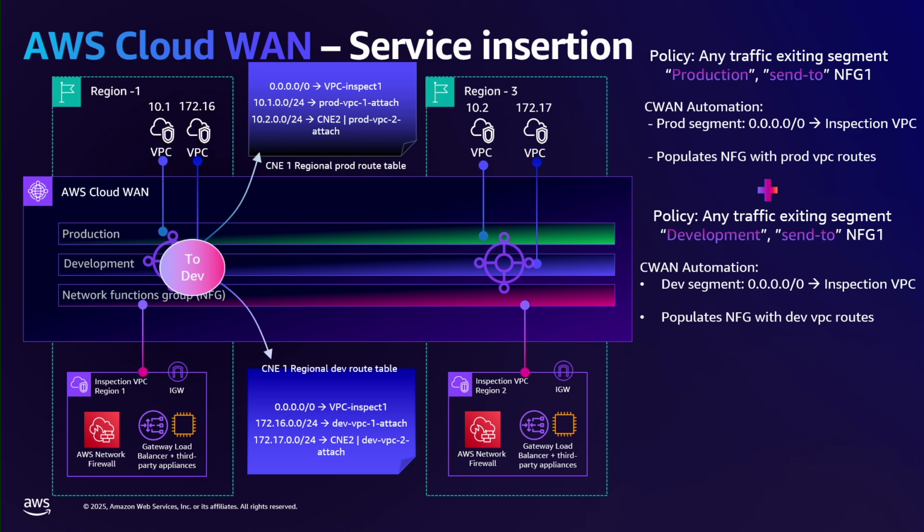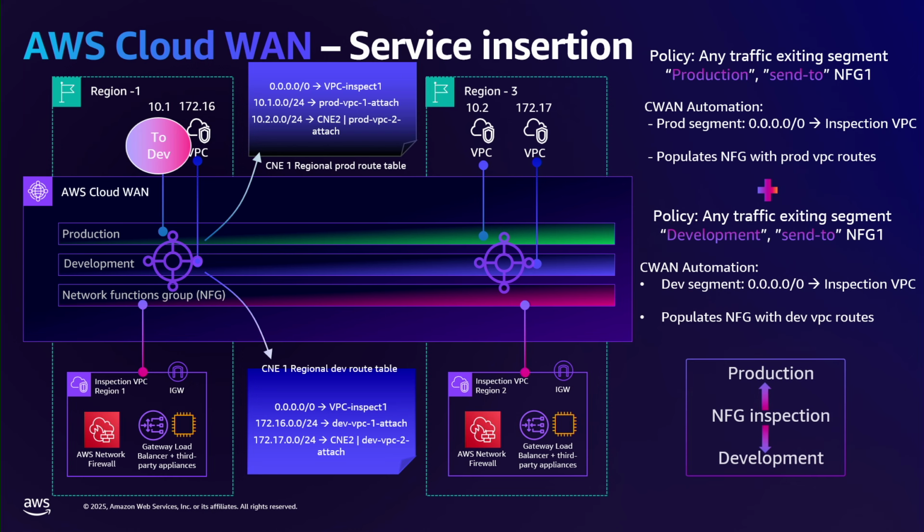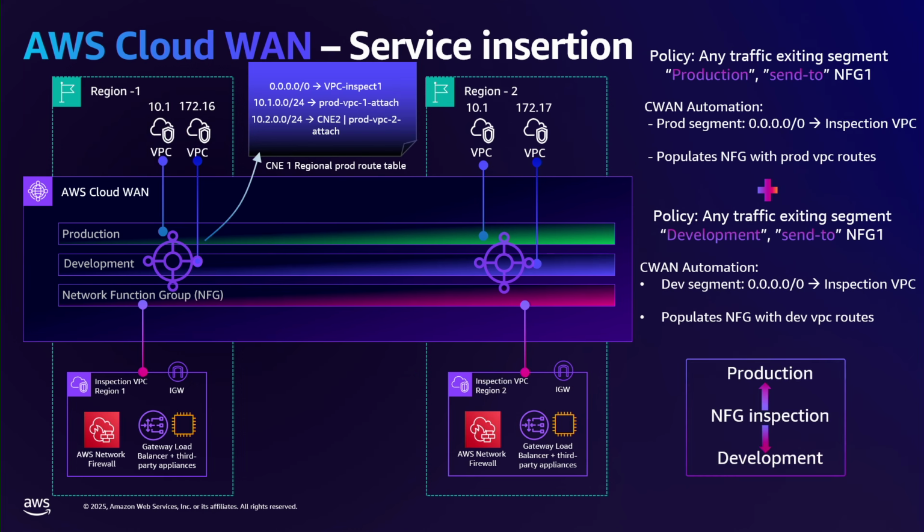Now, if you're trying to do that across regions, there can be a problem. Let's look at that example. Let's finish this traffic flow, so the return traffic also flows back. Right? And then now you have the production and development talking to each other.